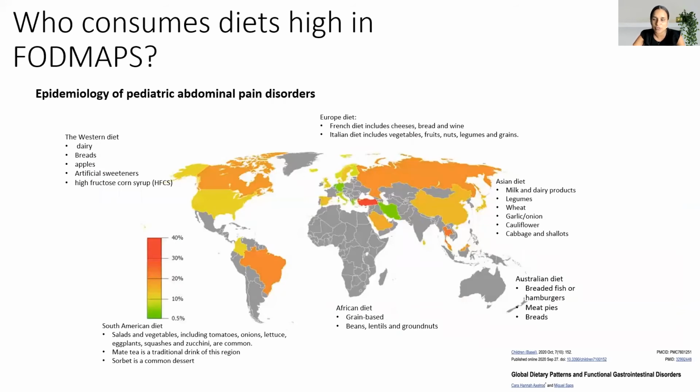So who's consuming all these FODMAPs? Well, mostly everyone. It's well known that they're common in the Western diet, but little is known about the presence of FODMAPs in other diets.